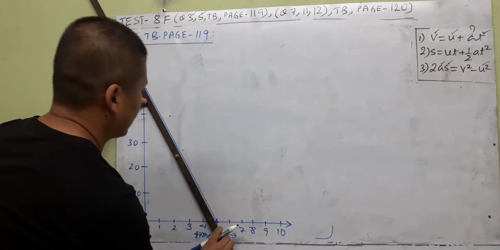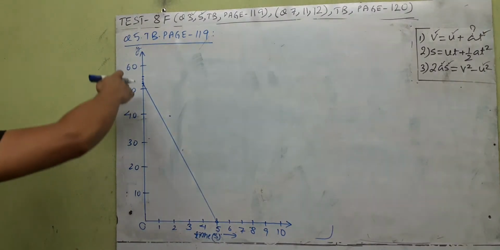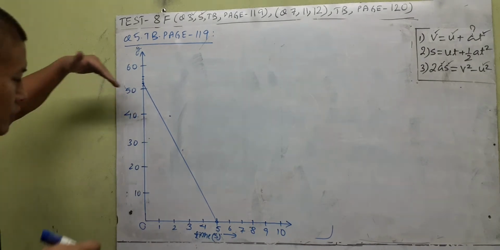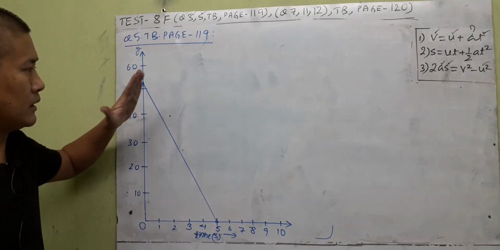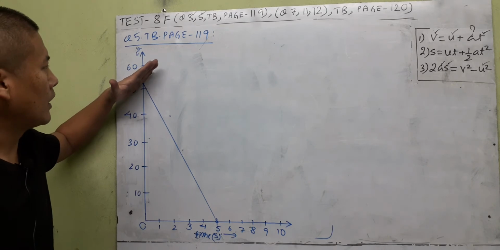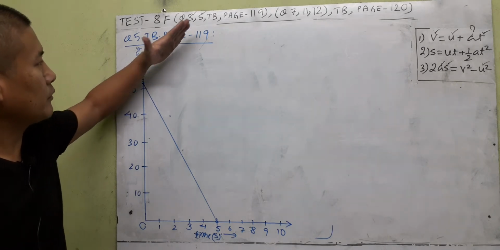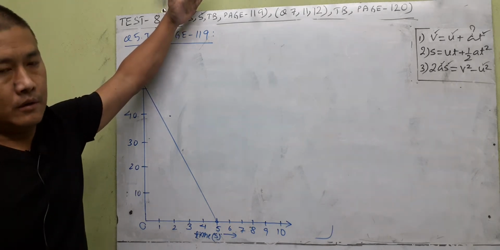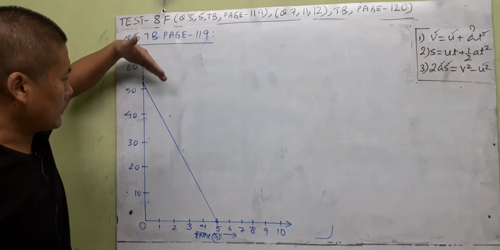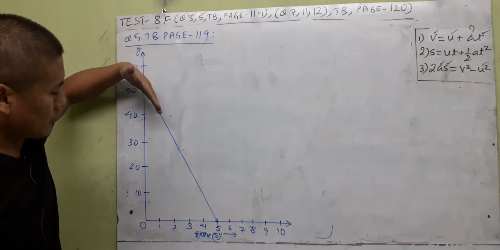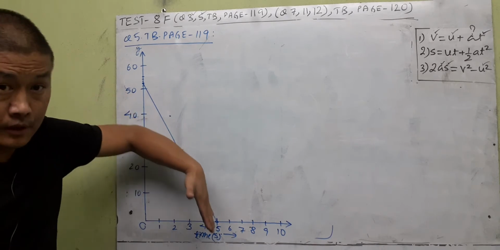Since they're applying brake, the car is slowing down. That's why the slope of the graph is going down. If the car was increasing its speed, it would have this. There is positive acceleration, and it's always an up slope. But when the car is slowing down, negative acceleration is always a down slope curve.